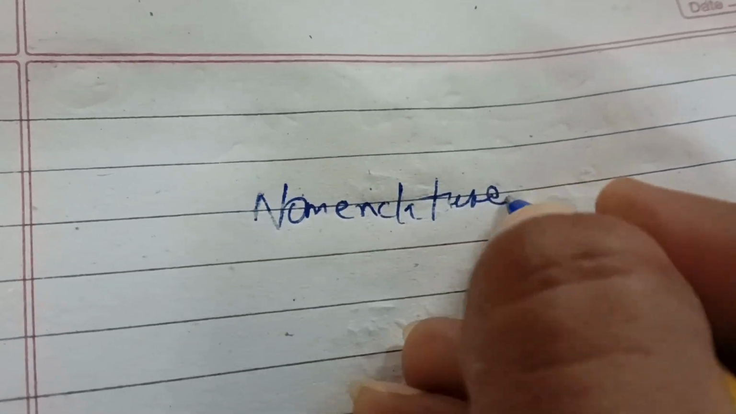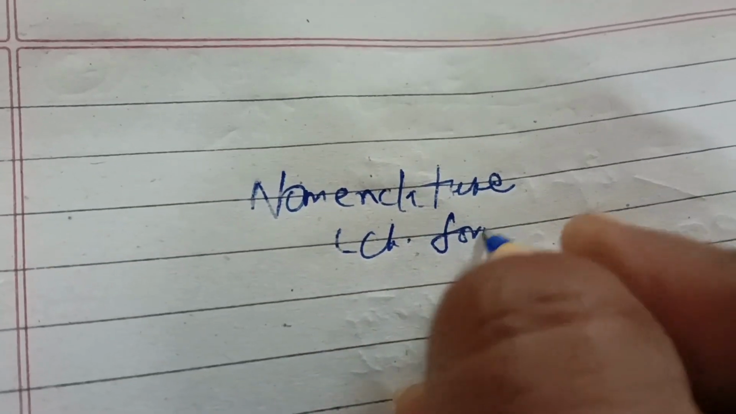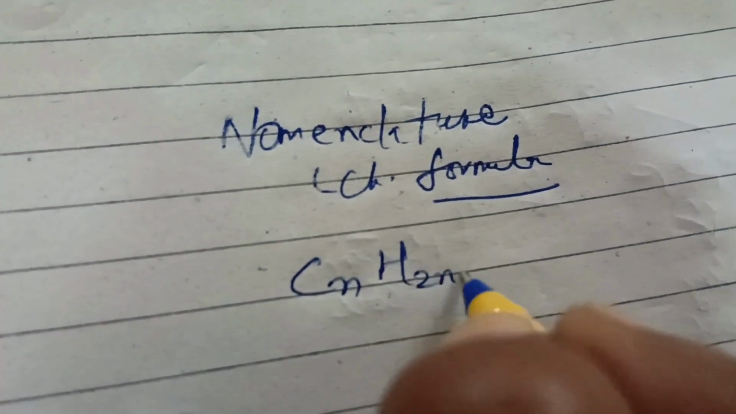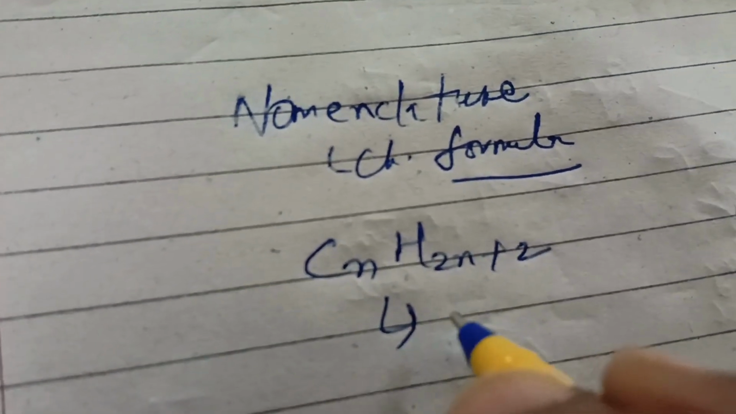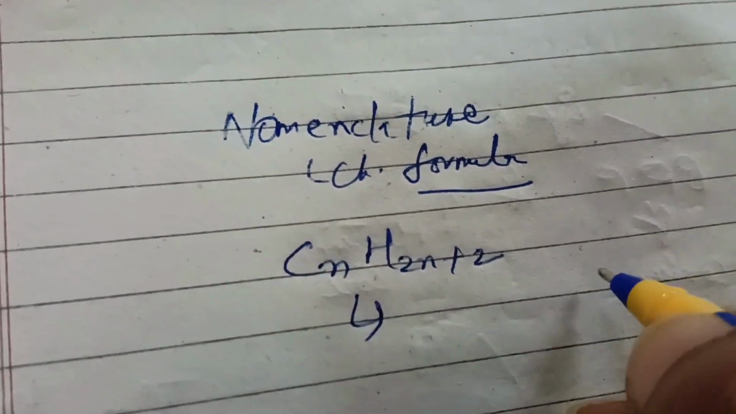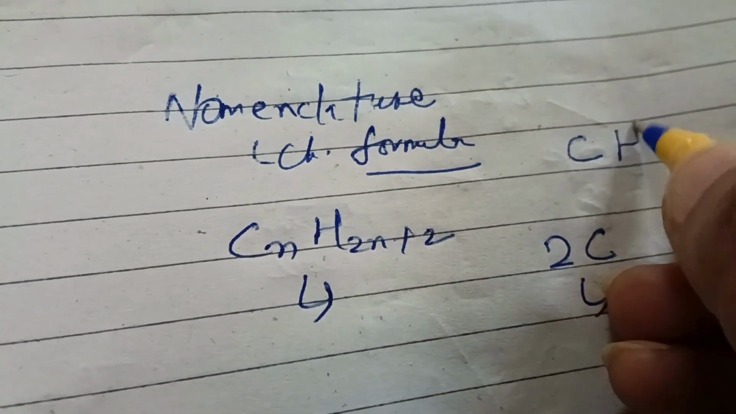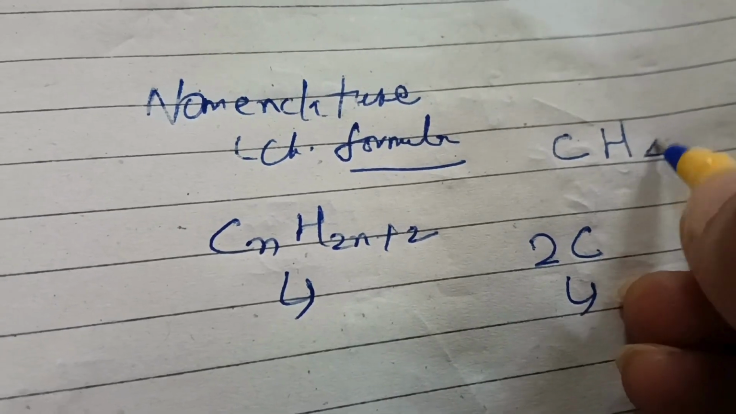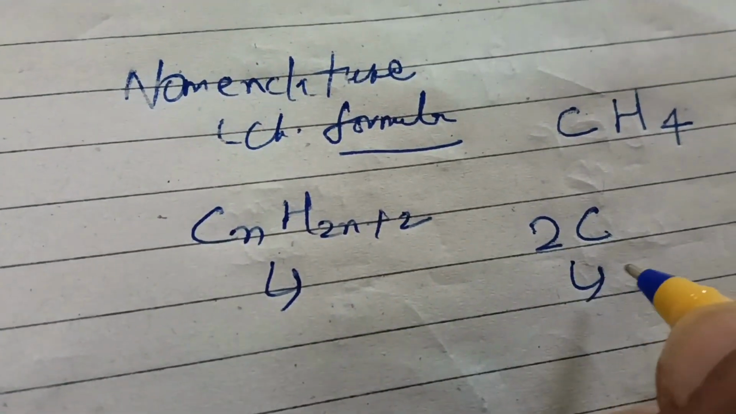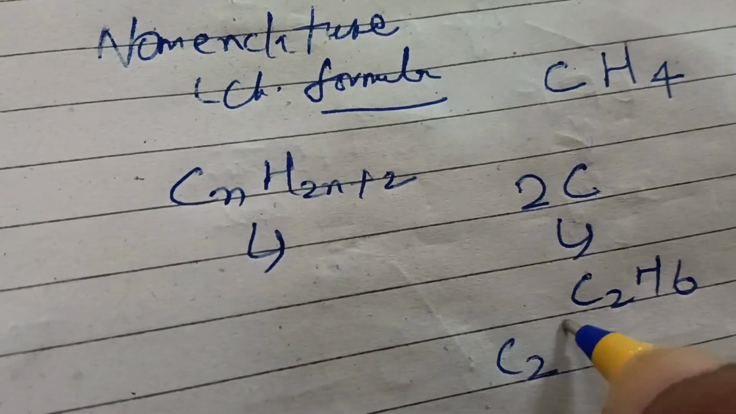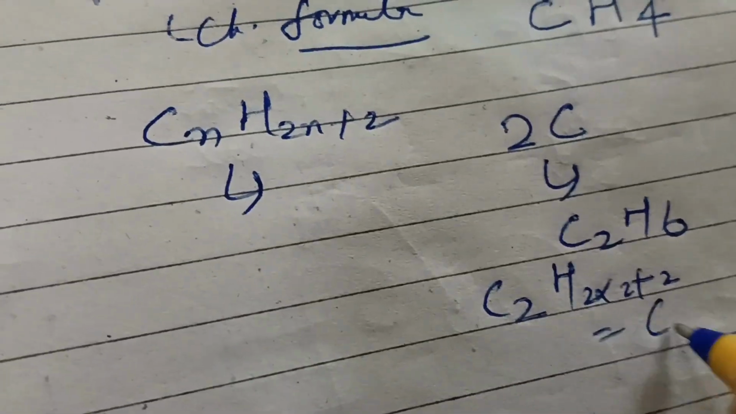So in this video we will be covering nomenclature, chemical formula of ethane-based refrigerants. We all know the general formula of alkane is CnH2n+2, and when we talk of ethane there would be two carbon atoms, whereas in methane there is only one carbon. The formula of methane is CH4, whereas for ethane it is C2H6. How C2H6? You put 2 in place of n, C2H(2×2+2), so that gives C2H6.